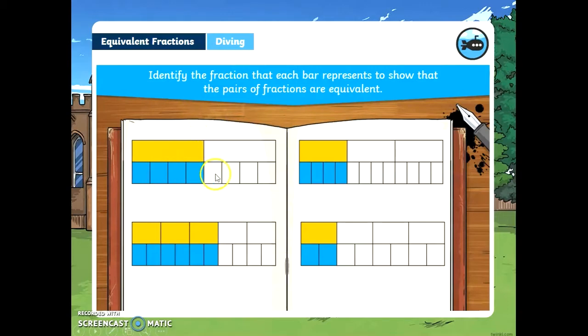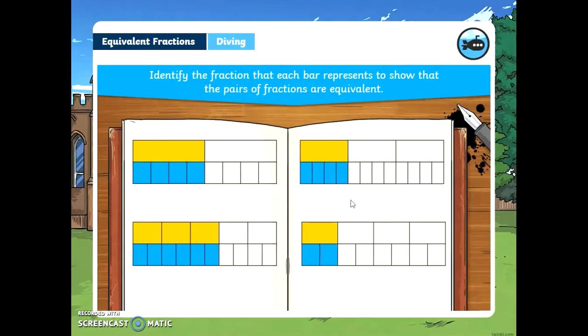The second bar here, I have 8 individual pieces. So I have 8, the whole has been divided into 8 equal pieces, and I have 4 of them coloured in. So I know that 4/8 is equivalent to 1/2. Wonder if you can have a go and look at the other ones now. Have a little look at them and see how you feel. How did you get on? Could you work out the fractions?